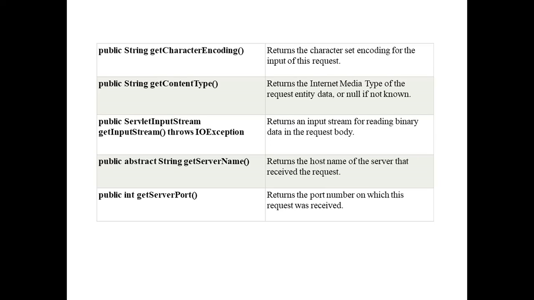Next method is public ServletInputStream getInputStream() throws IOException. This method returns an input stream for reading the binary data in the request body. Next method is public abstract String getServerName(). This method returns the host name of the server that received the request. And the last method is public int getServerPort(). This method returns the port number on which this request was received. So these are all the methods present in the ServletRequest interface.